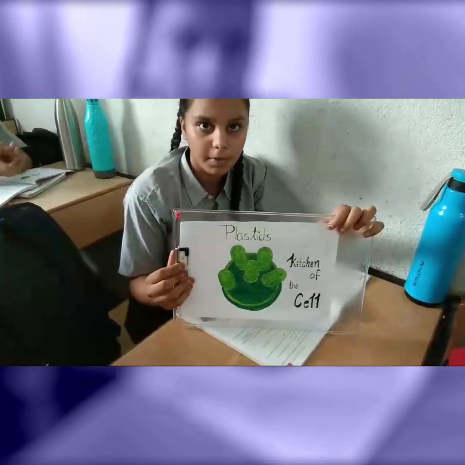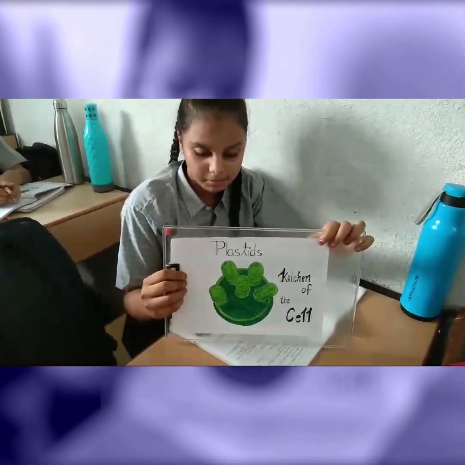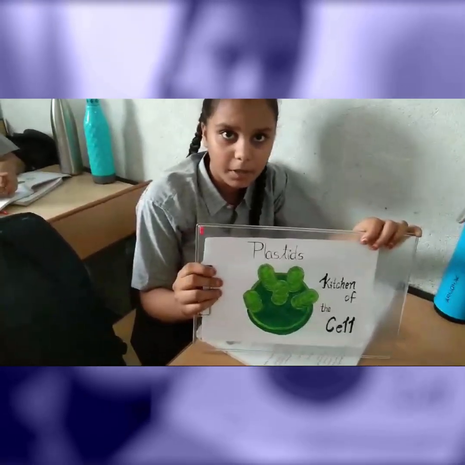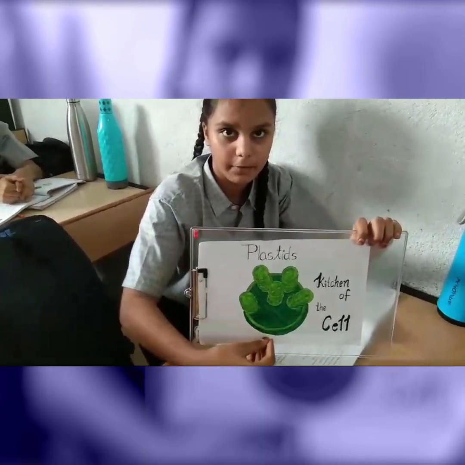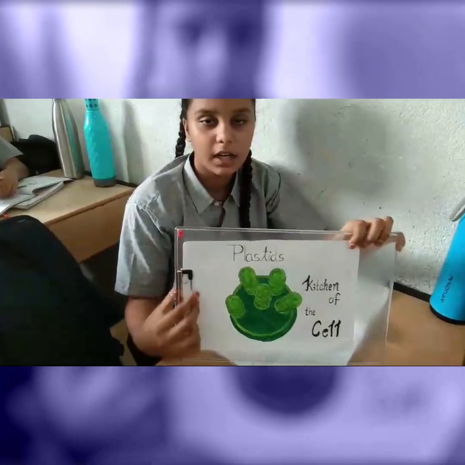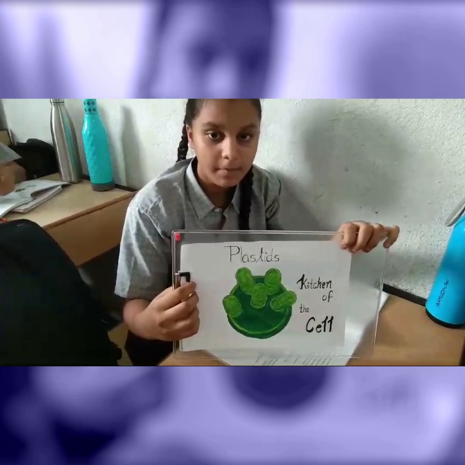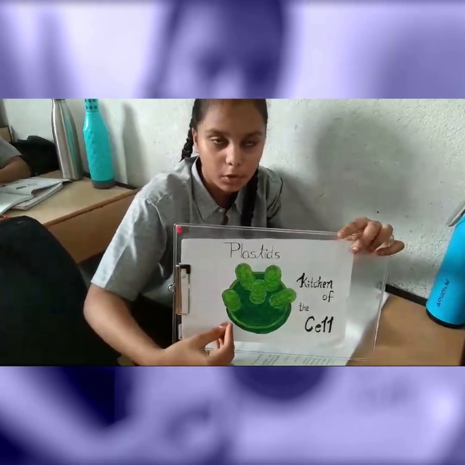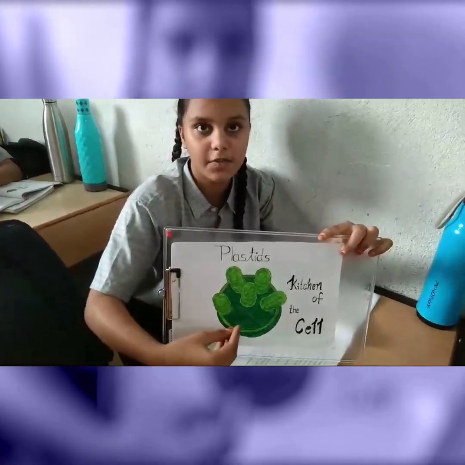Second is chromoplast. They contain non-green color pigments that give color to flowers and fruits. The third is leucoplast. It is colorless plastid that helps in storing food such as starch, fat and proteins.